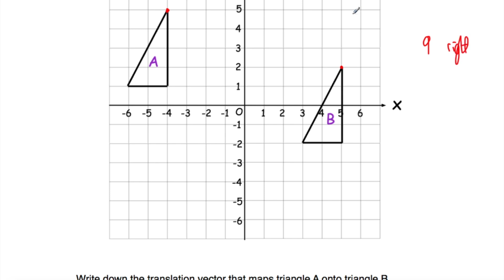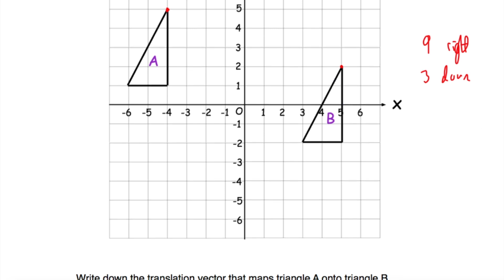9 right. And then once we've gone 9 right, we would then go 1, 2, 3 down. So it's 9 squares right and 3 squares down. And we can check that with our points if we want to. We can check from here to here and just see 1, 2, 3, 4, 5, 6, 7, 8, 9, and then 3 down. 1, 2, 3. That's right. So 9 right and 3 down.